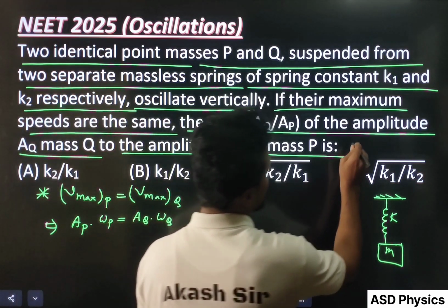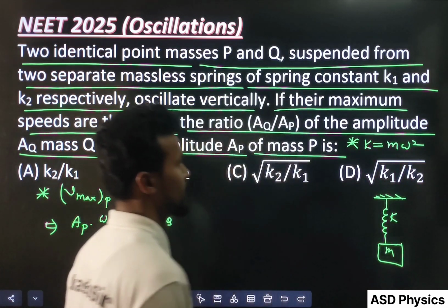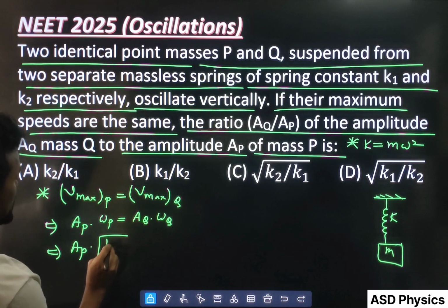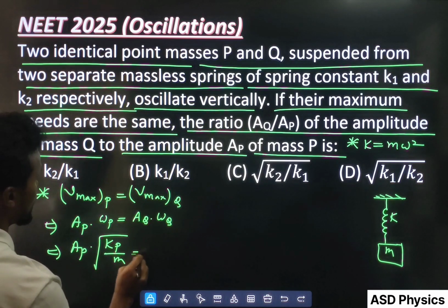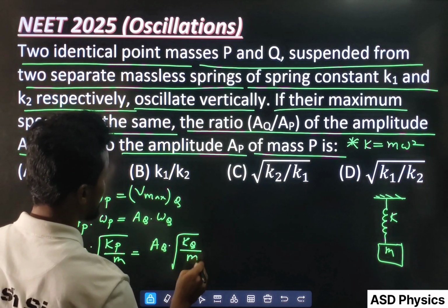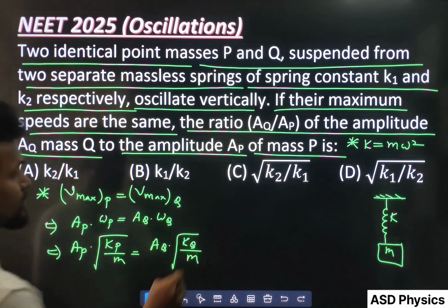Remember that one formula used to be there: K equal to M omega square. So from here omega is root K by M. So I can write root KP by M, and here AQ, and here root KQ by M. Now, identical masses mean M and M are the same.